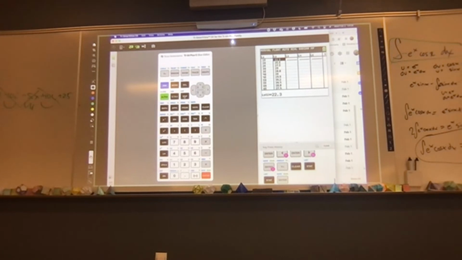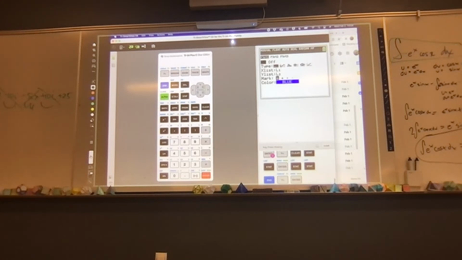Okay. When you do enter in your lists, you can go to second Y equal. Second Y equal allows you to turn your plot on. Second Y equals. Make sure your plot is on. So you have to hit enter. Make sure that you are plotting the correct values in the correct order.